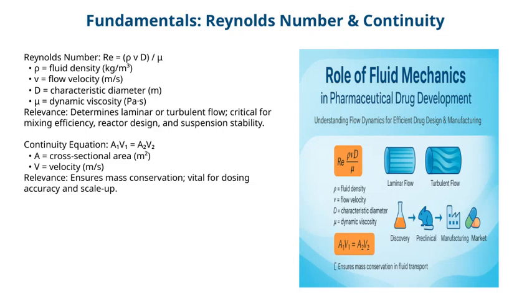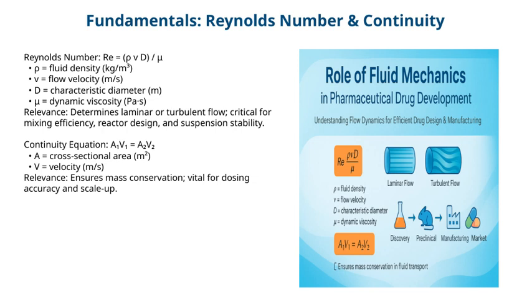Let's start with Reynolds number, which is a key concept in fluid dynamics. The formula is Re equals rho times V times D, divided by mu. Here, rho is the fluid density, measured in kilograms per cubic meter, and it tells us how heavy the fluid is. The V stands for flow velocity in meters per second, essentially how fast the fluid is moving. D is the characteristic diameter, or the size of the pipe or channel, in meters. And mu is the dynamic viscosity, measured in Pascal seconds, which describes how sticky or resistant the fluid is to flow.